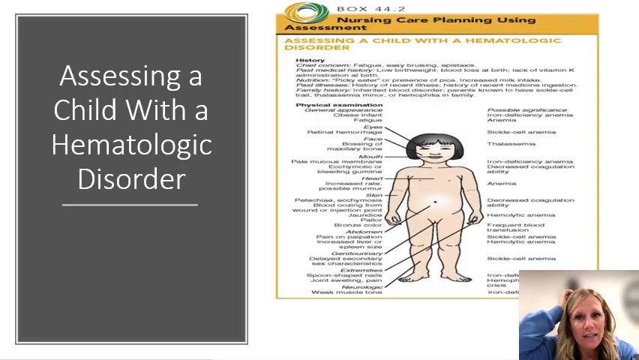All right, so I like this slide. And once again, it's plucked right from your Pilliteri, box 44-2. Nursing care planning using assessment. So looking at the child with a hematological disorder.